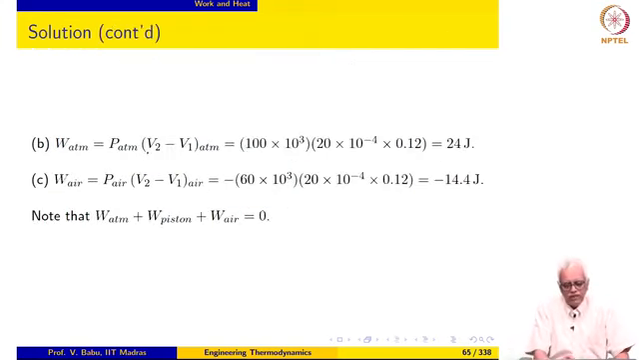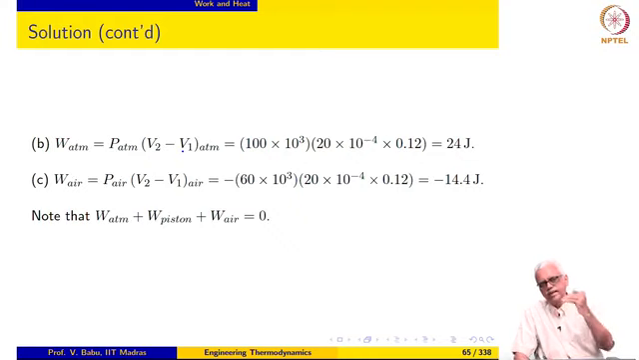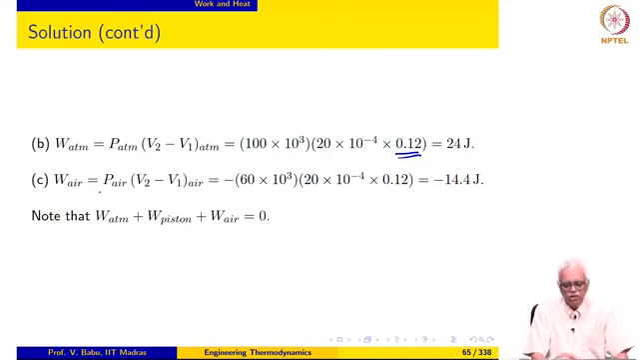Now, W atmosphere, again by applying integral P dV, may be written as P atmosphere times (V2 minus V1) for the atmosphere. Since the piston moves up, the atmosphere is actually expanding. So, V2 is greater than V1, and since we know the distance by which the piston moves, this is the increase in the volume occupied by the atmosphere, and so this comes out to be a positive quantity, which means that the atmosphere is actually doing work in pushing the piston as well as the air in the cylinder into the vessel.